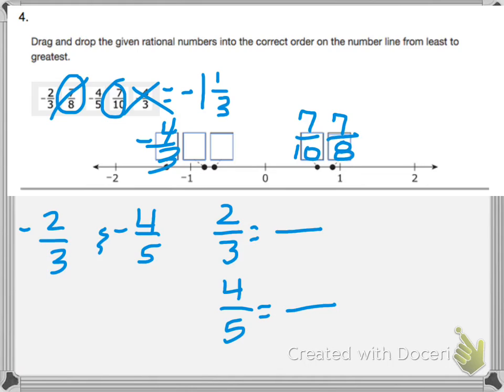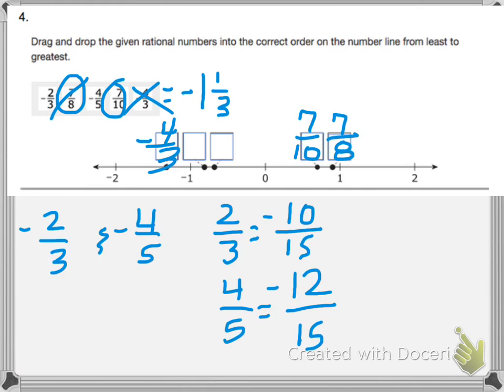So 3 times 5 is 15. And then you have to think, okay, to get from 3 to 15, I multiply by 5, so I'd have to do the same to the top. So 2 times 5 is 10. And if you look at 4/5, 5 times 3 is 15, so I'd have to do 4 times 3, which is 12. So if you look at this, 2/3 would equal negative 10 fifteenths, and 4/5 would equal negative 12 fifteenths.